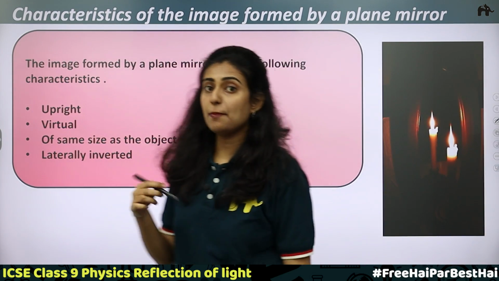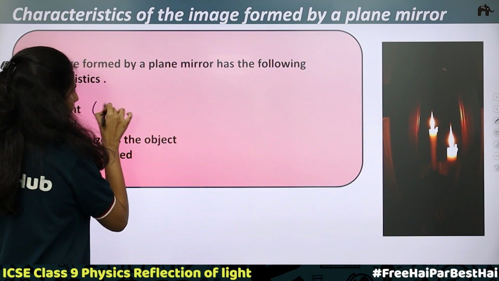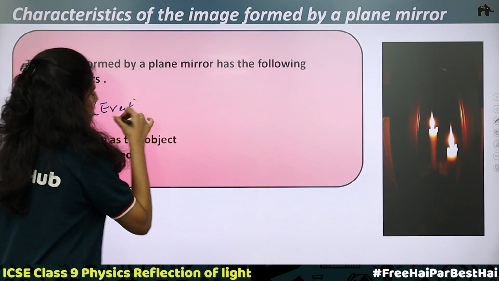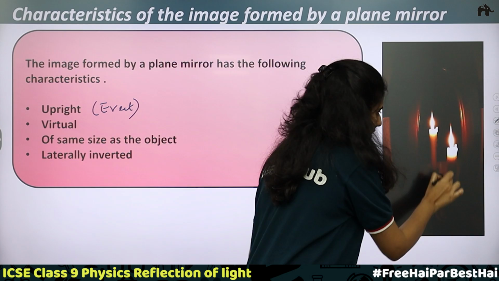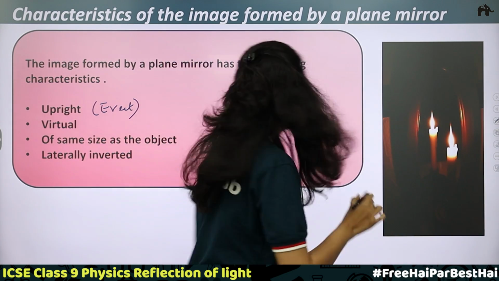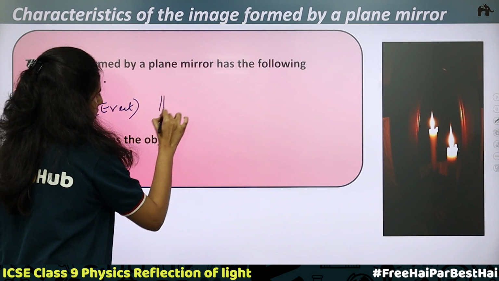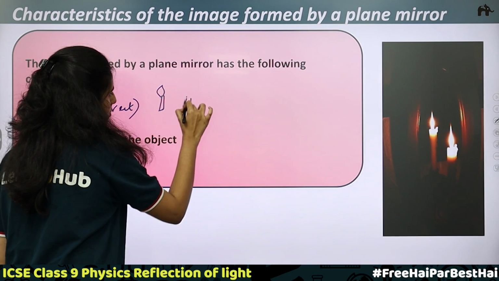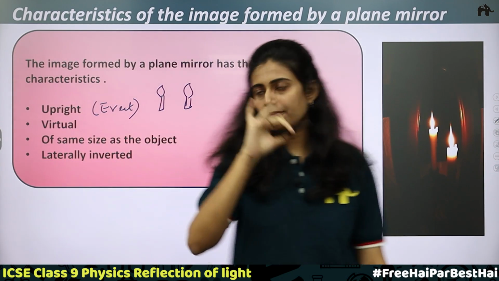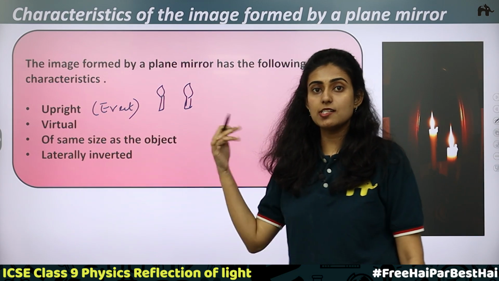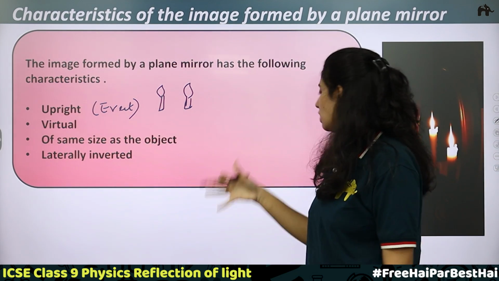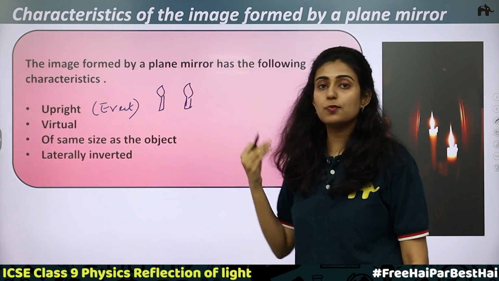First one is upright. Upright is also called erect. Here you can see this is how the object is, and the image is also in the same way. An erect image is formed. So if the object is this way, the image will also be the same way. This is the first property. Next, it is virtual. What is virtual? It cannot be obtained on the screen. This is what we call virtual images.